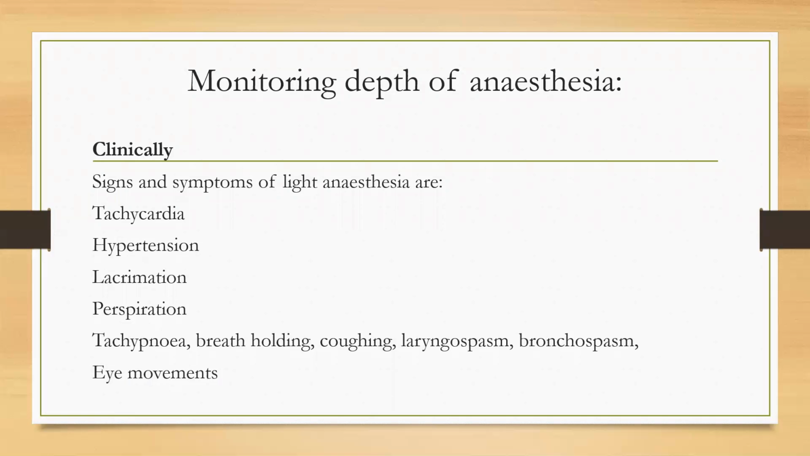Monitoring depth of anesthesia. Following are signs and symptoms of light anesthesia: tachycardia, hypertension, lacrimation, perspiration, tachypnea, breath holding, coughing, laryngospasm, bronchospasm, and eye movements. Whenever we see these points clinically, or whenever we observe these signs and symptoms, it indicates that the patient is in a light anesthesia plane.